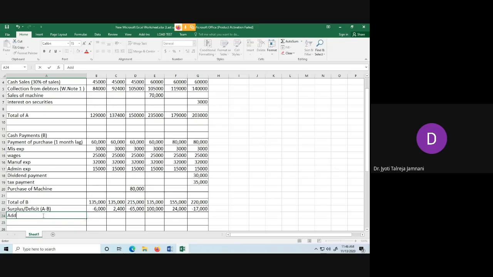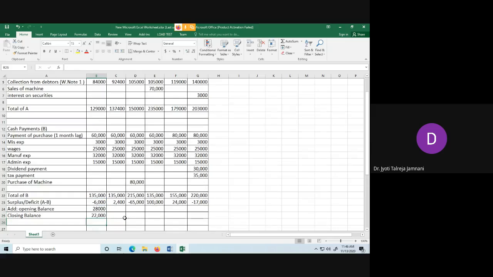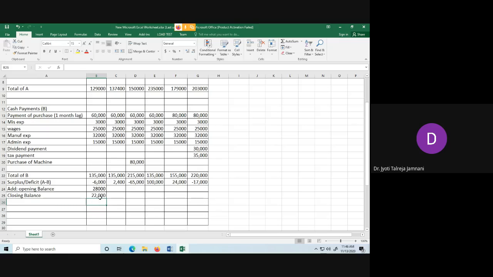We'll add opening balance to this, which they have told for January is 28,000. When you add opening balance, you will get the closing balance. So 28,000 is the opening balance minus the deficit of 6,000. Your closing balance will be 22,000. This closing balance of 22,000 will become opening balance for February.